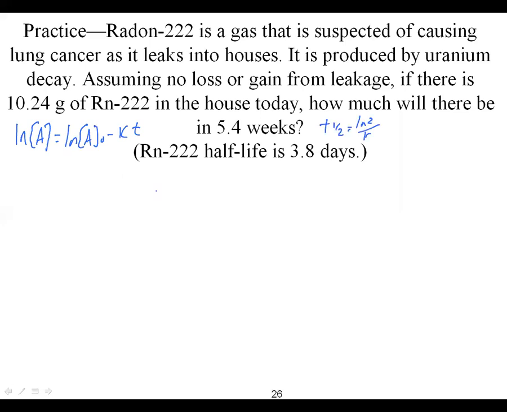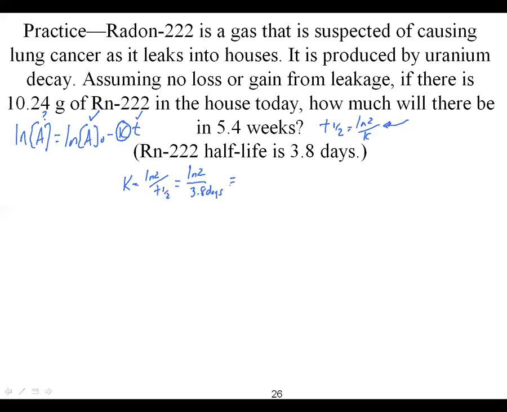In this case, we want to know how much is going to be there after 5.4 weeks, and we're just given the half-life. So we have the time, we want to know how much is going to be there, and we were given our initial amount. Like I mentioned before, it's very common that you need to figure out the decay constant, and that means you will often need to use the half-life equation. So if we rearrange that, the decay constant would be the natural log of 2 divided by the half-life, which gets us the natural log of 2 divided by 3.8 days.